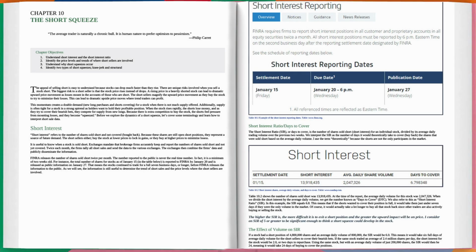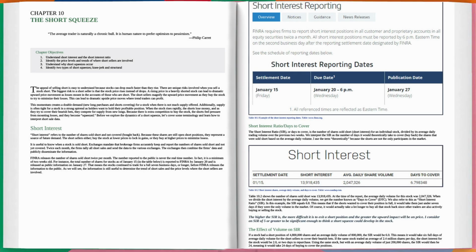Before we explore the dynamics of a short squeeze, let's cover some terminology and learn how to interpret short sale data. Short interest. Short interest refers to the number of shares sold short and not covered (bought back). Because these shares are still open short positions, they represent a source of future demand. Short sellers either buy the stock at lower prices to lock in gains, or they buy at higher prices to minimize losses. It is useful to know when a stock is sold short.